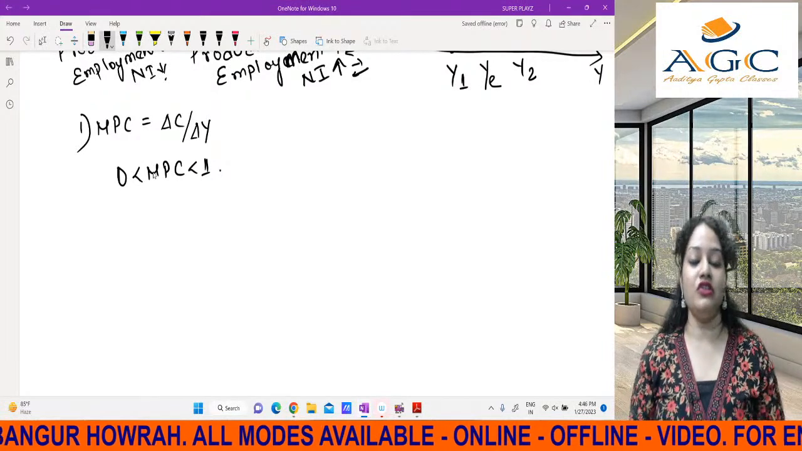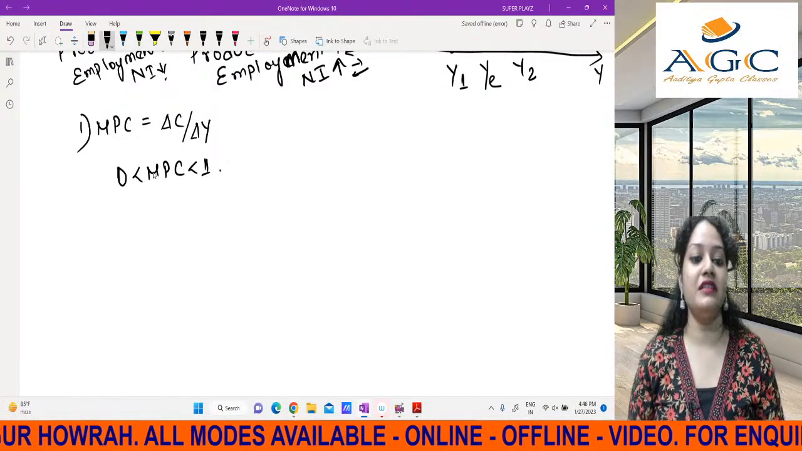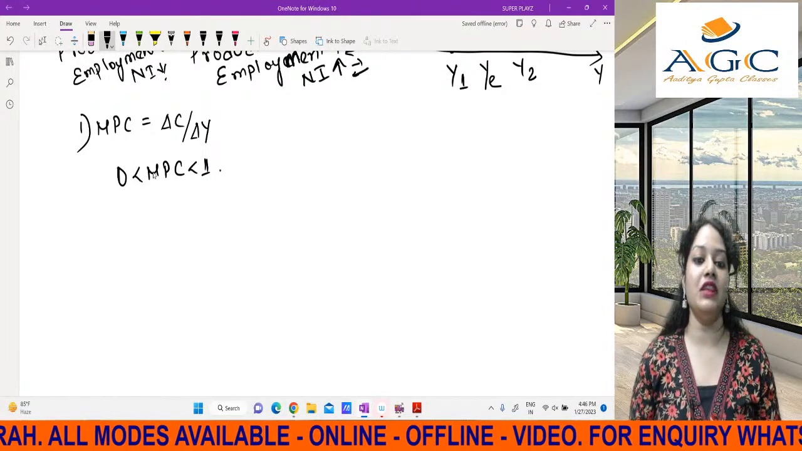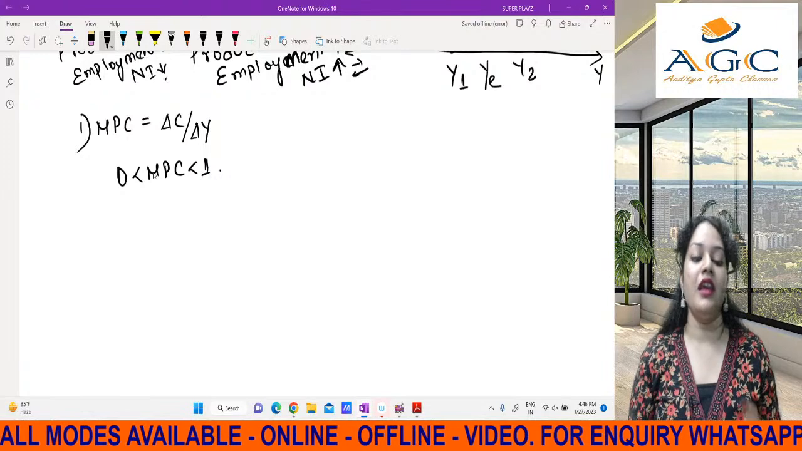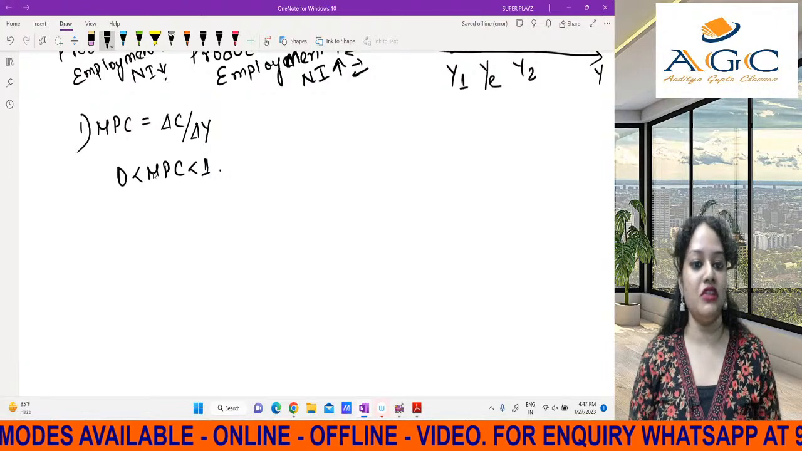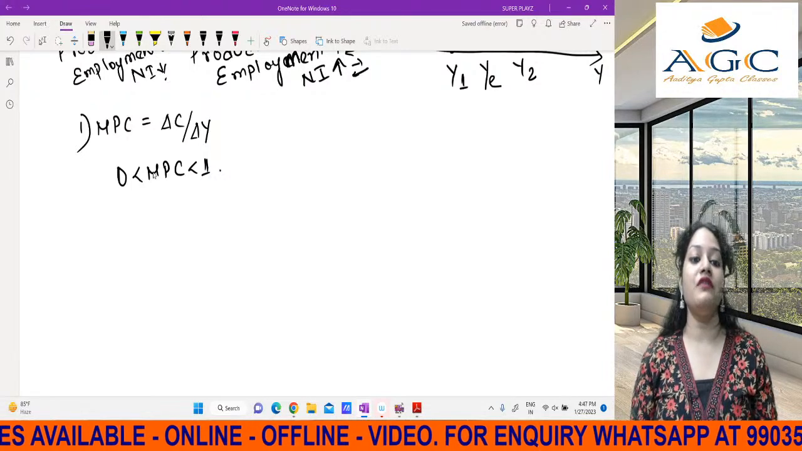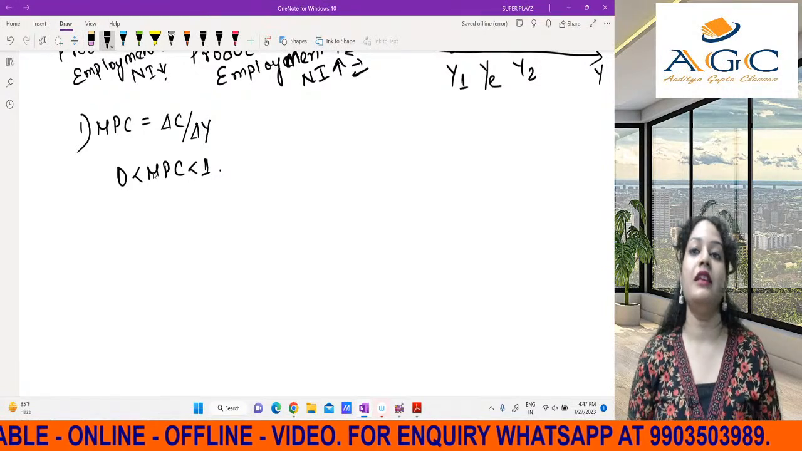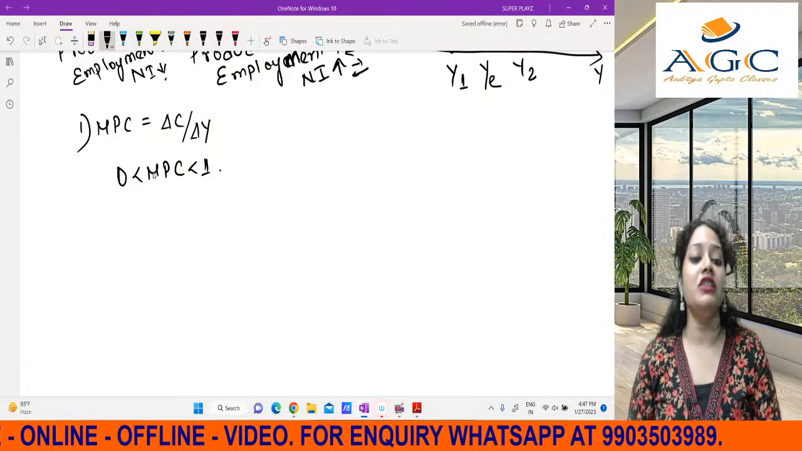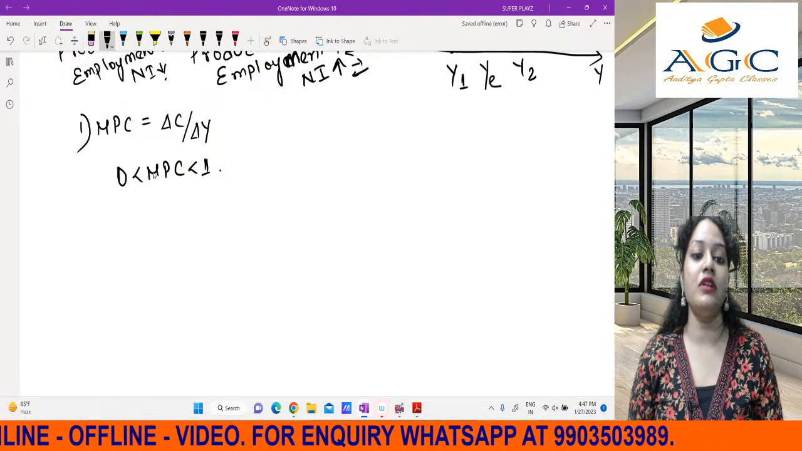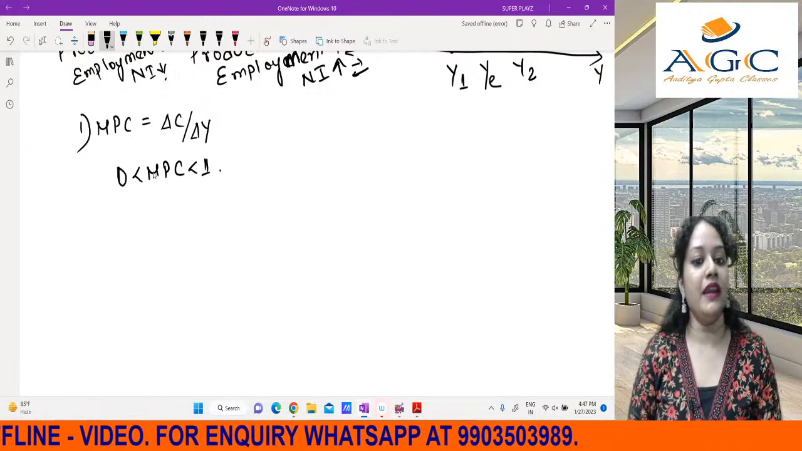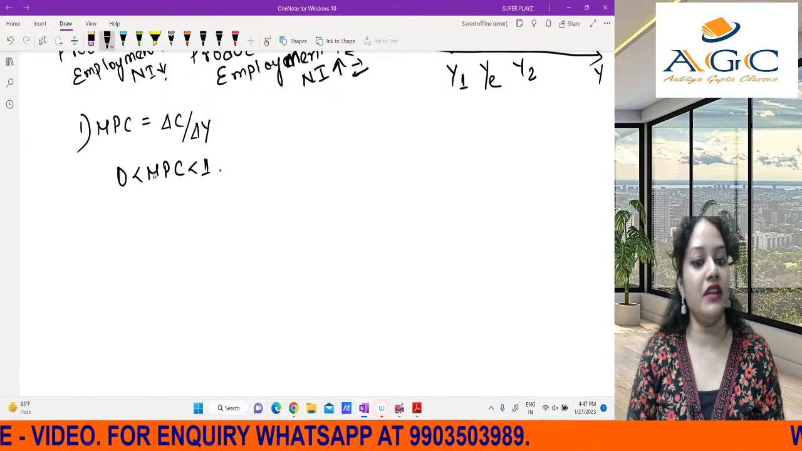Now, why shouldn't MPC be lesser than 0? If MPC is lesser than 0, it would mean that you are not consuming anything. MPC is the marginal propensity to consume, right? So if it is a minus value, it would mean you are not doing any consumption, you are saving all the money basically, right? So it should always be greater than 0.